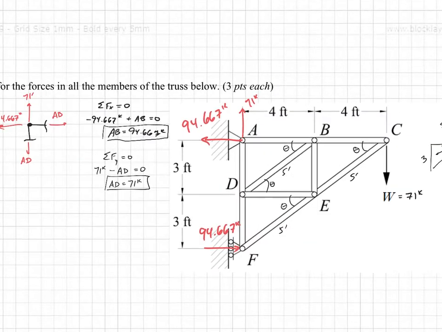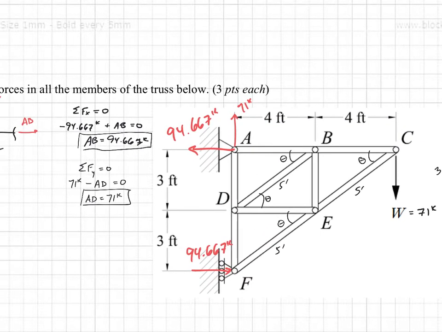Okay, cool. So now if I put this on my diagram, I've got this, and this is 71 kips. And this one is going to go this way, and it's 94.667 kips. So I don't want to do B because it's got 3 unknowns. I don't want to do D because it's got 3 unknowns. This is kind of an interesting one because it's a little bit screwy in that regard. I can't do B or D.